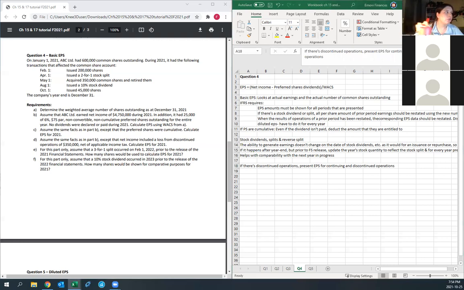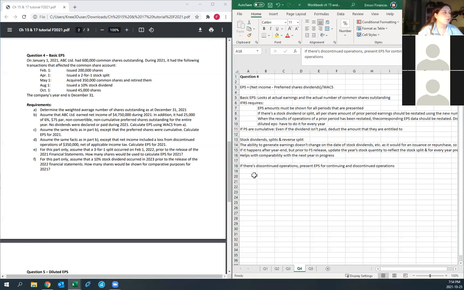So let's look at question 4. On January 1st, 2021, ABC Limited has 600,000 common shares outstanding. During 2021, it had the following transactions that affected the common share account. On February 1st, they issued 200,000 shares. April 1st, they issued a 2-for-1 stock split. May 1st, they acquired 350,000 common shares and retired them. On August 1st, they issued a 10% stock dividend. And on October 1st, it issued 45,000 shares. And the company year end is December 31st.